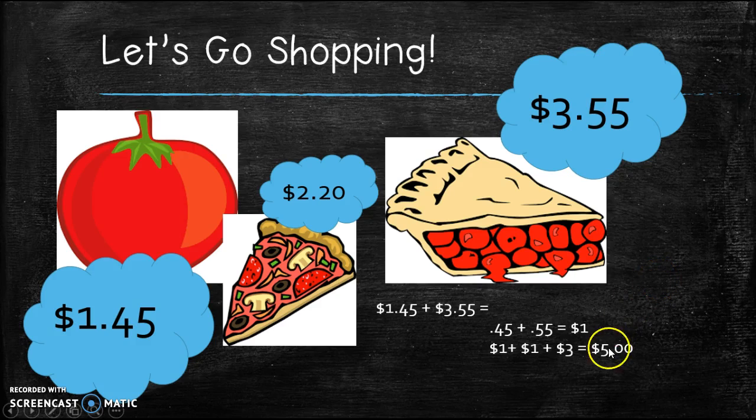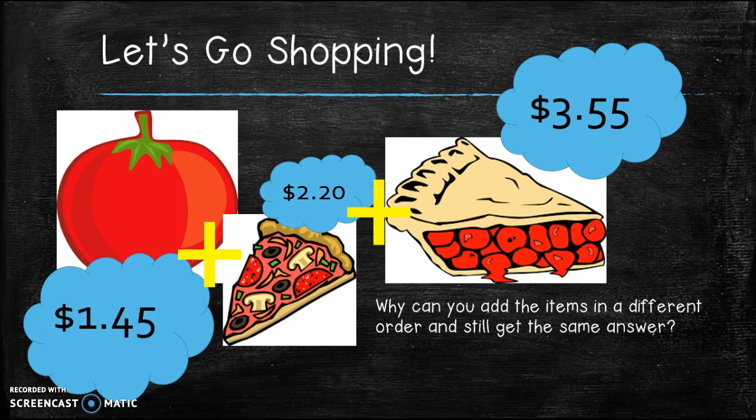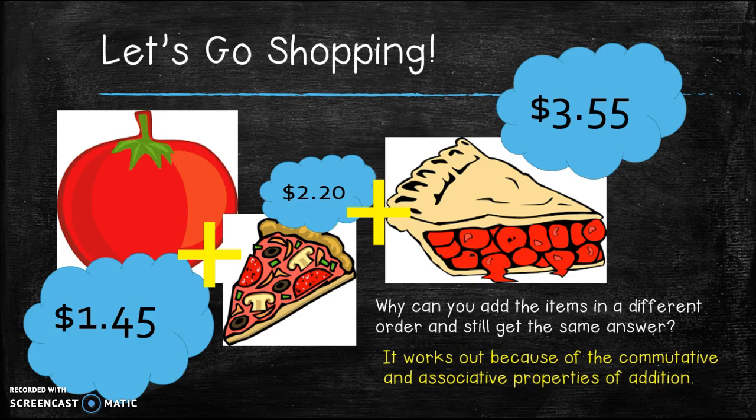We can do that in our head, but we still need the piece of pizza. So we will take our $5 and add $2.20 in our head. And so we know the final total of all three items for our lunch is $7.20. If you use compatible numbers first, it makes mental math a lot easier. So why can you add the items in a different order and still get the same answer again? It works out because of the commutative and associative properties of addition.